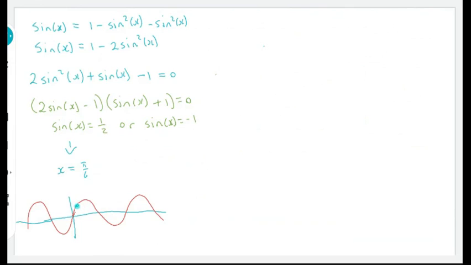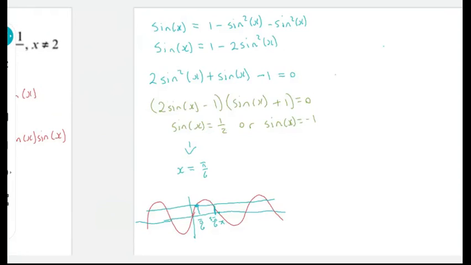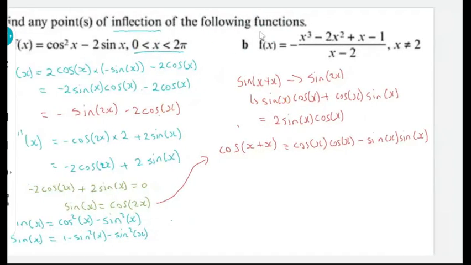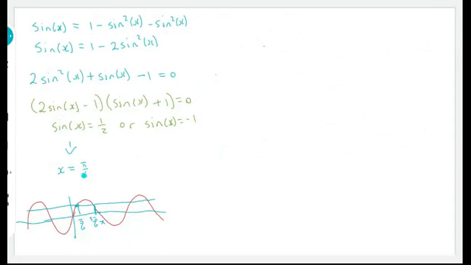So we've got this point here. So that's pi over 6. If this point is pi, then this point here is pi minus pi over 6, which is 5 pi over 6. And what's our range? It's between 0 and 2 pi. So we've got x equals pi over 6 and x equals 5 pi over 6.